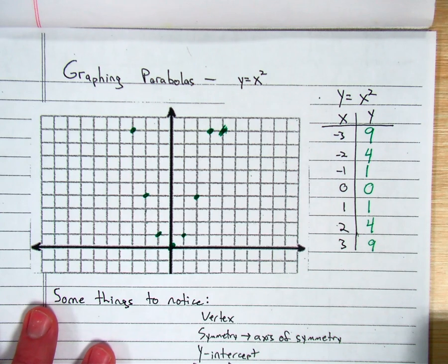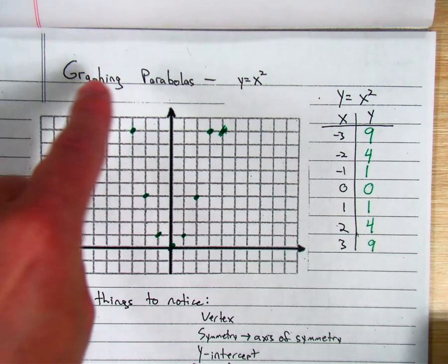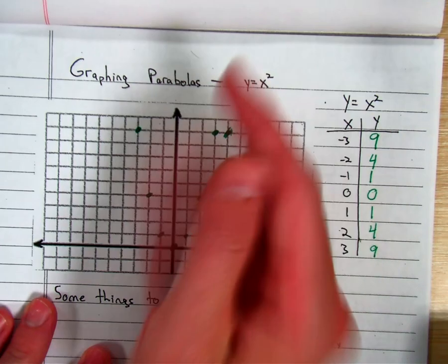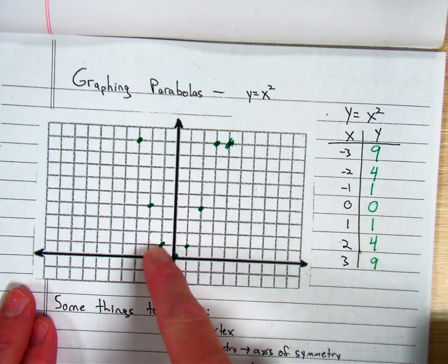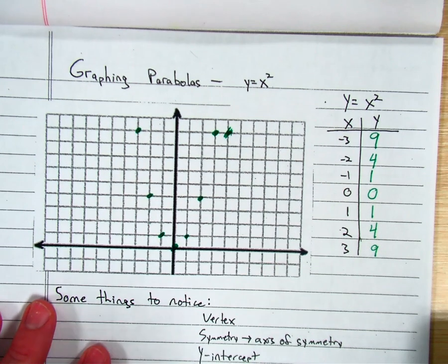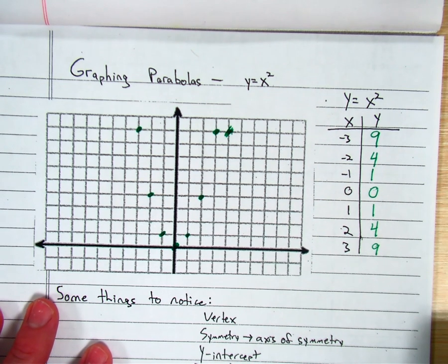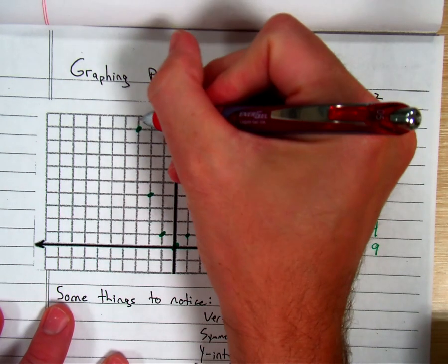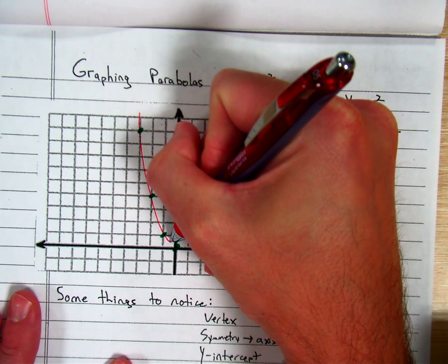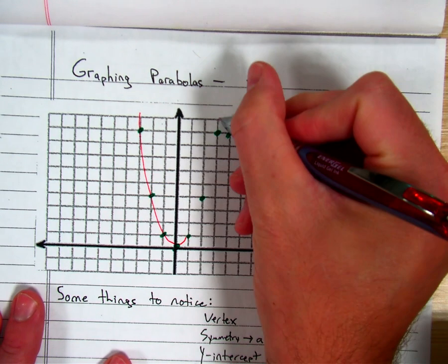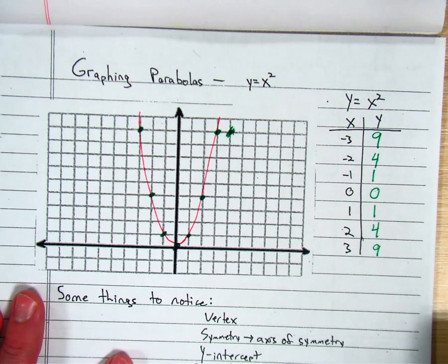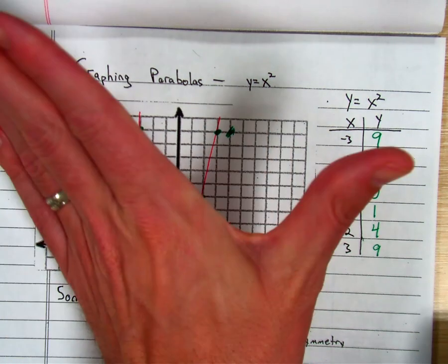Now, just like with our absolute value, we're going to connect these, but it's not going to make a V like absolute value. Parabolas are going to curve and have a U bend to them on the bottom. It's going to be pretty steep early on, and then gradually flatten out and make a U, and turn around and go the other way. So we're looking for a U this time instead of that V.